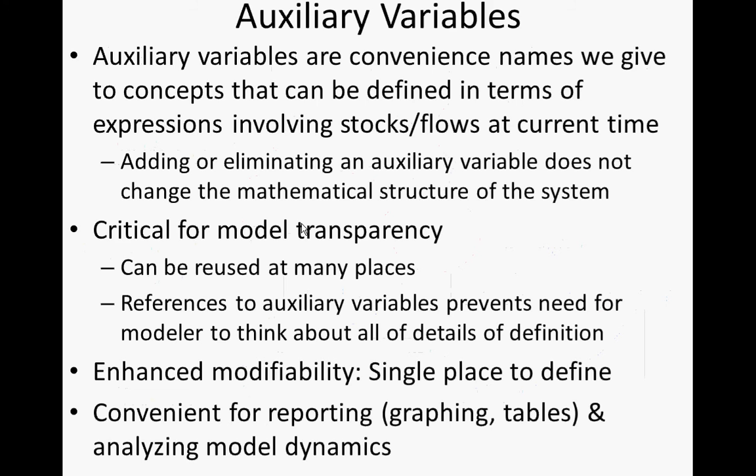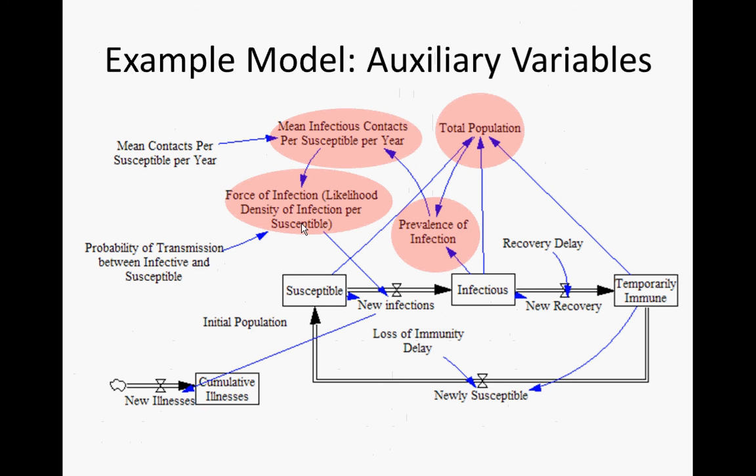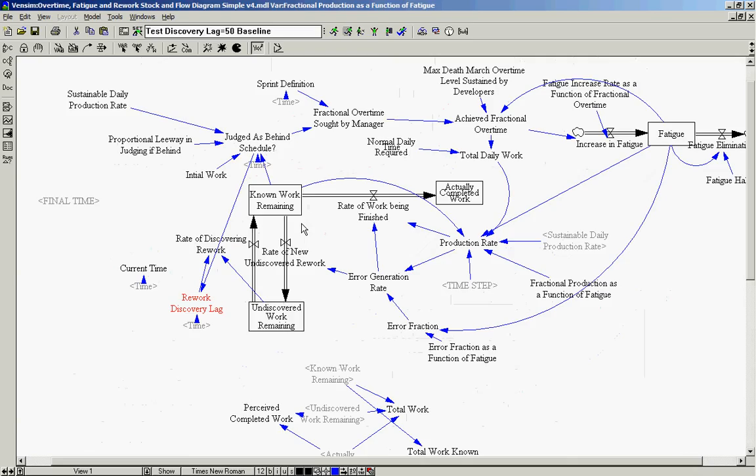So, for example, in this model, it's not a good example, but the total population is used only once here. But we may have in other models certain quantities being used. Say fatigue here is being referred to, that's not a great example. Production rate is being referred to at two separate places here. So this variable here is being referred to here and here.